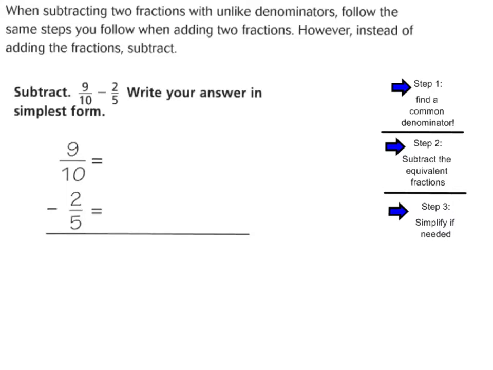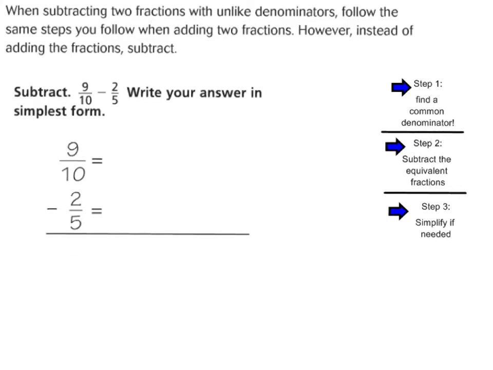So those are our steps. Step 1, find a common denominator. Step 2, subtract your equivalent fractions. And step 3, simplify if needed. So let's take a look at 9/10 minus 2/5. Step 1 says I need to find a common denominator.